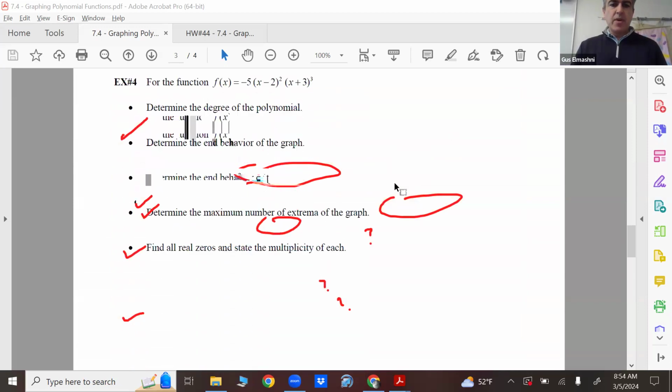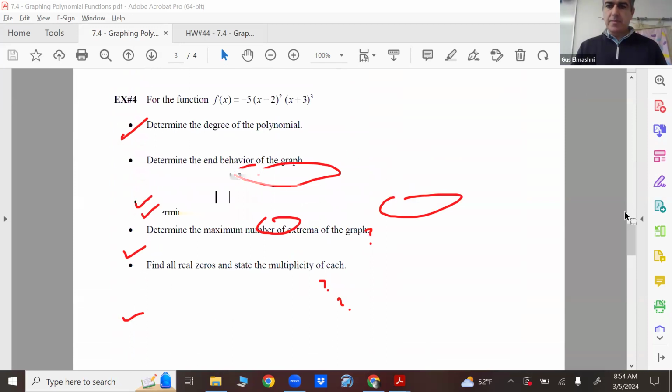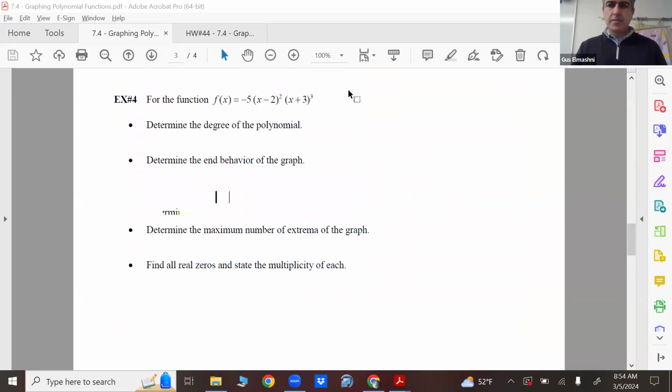Okay. So, all right. Let's try this here. So what's the degree here? And end behavior? We're going to write as x approaches negative infinity, as x approaches positive infinity.